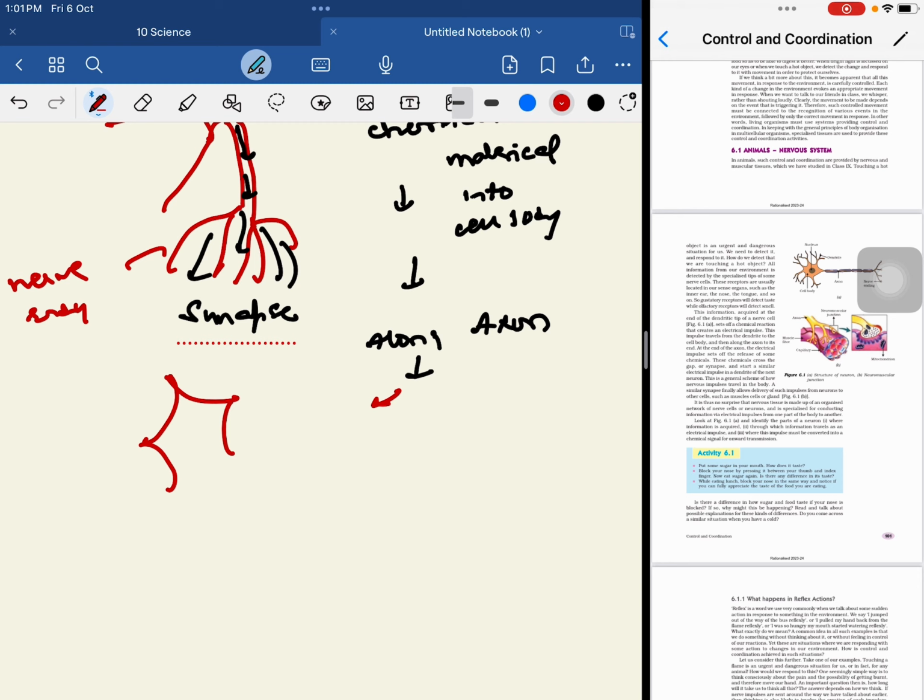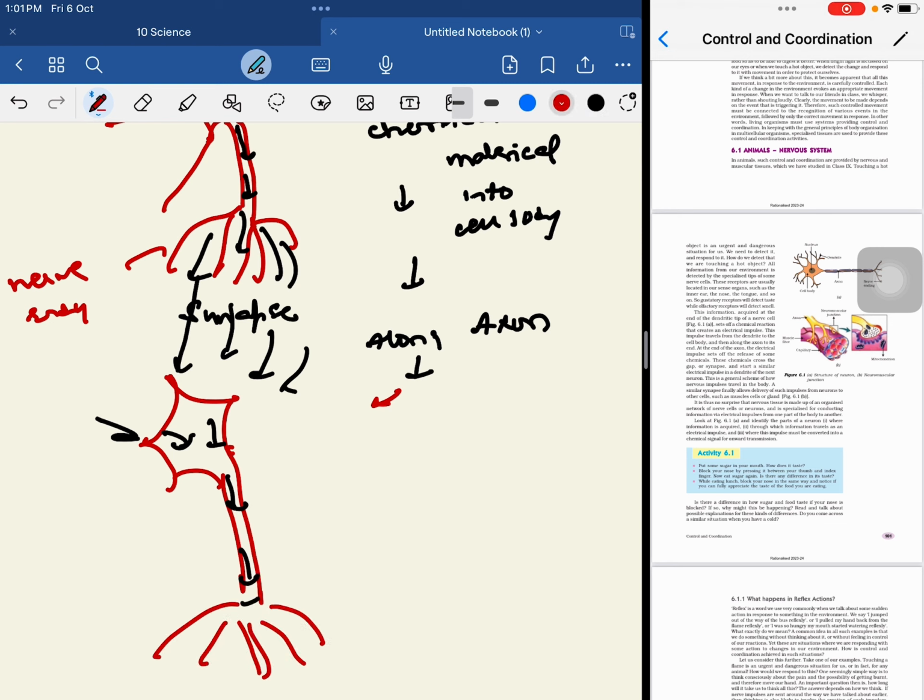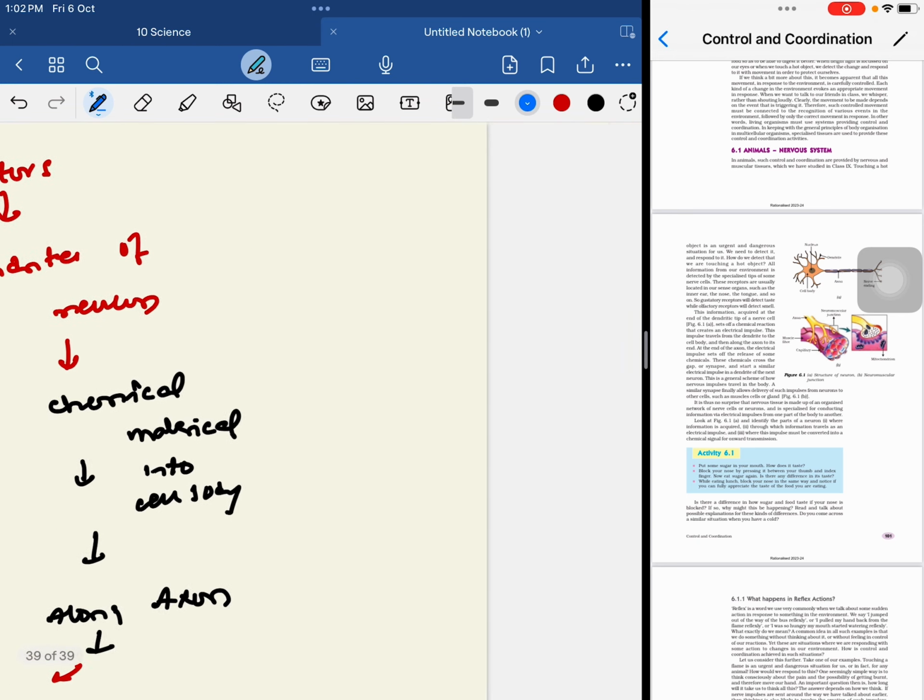This chemical material will come into the next neuron. In the next neuron, it goes all the way to the next synapse, and this whole process continues until it reaches the brain. This is neurotransmission.